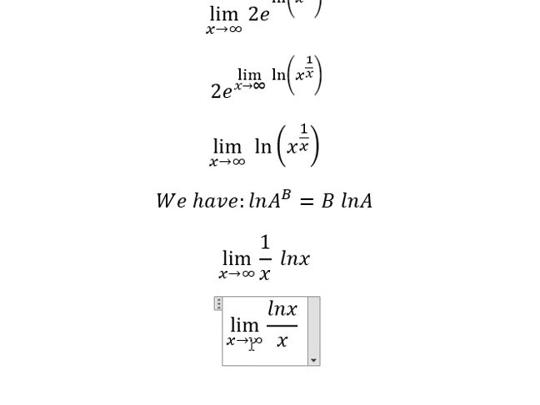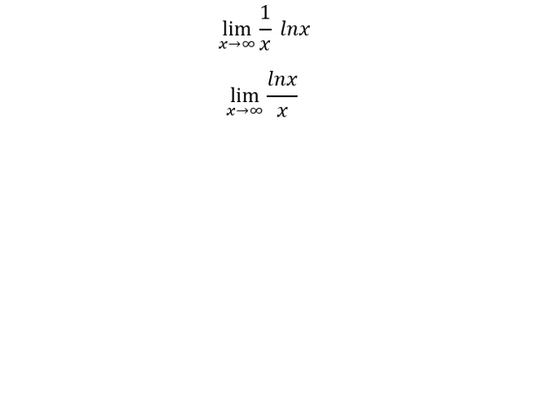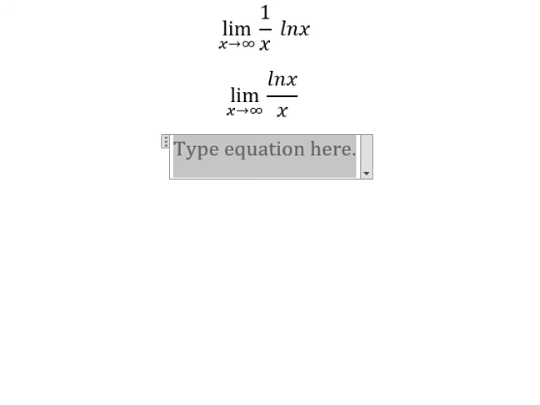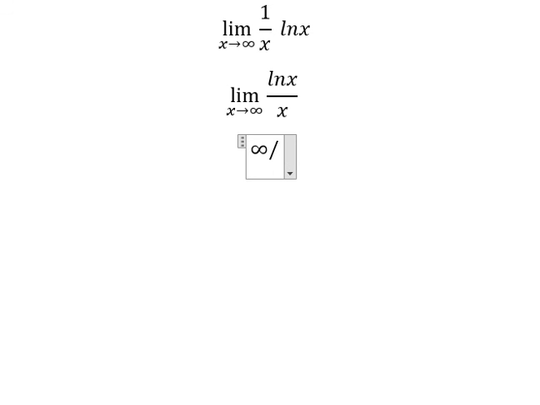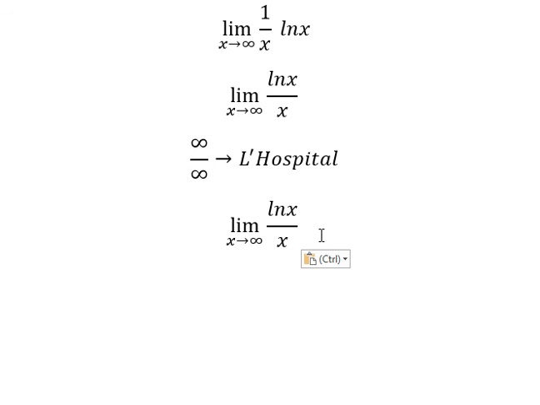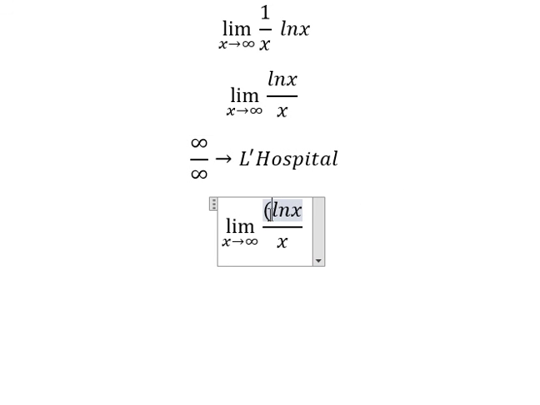When s approaches positive infinity, this one will go to positive infinity. This one will go to positive infinity. So we have positive infinity over positive infinity. So we can use L'Hospital. That means we need to do first the derivative of ln s.